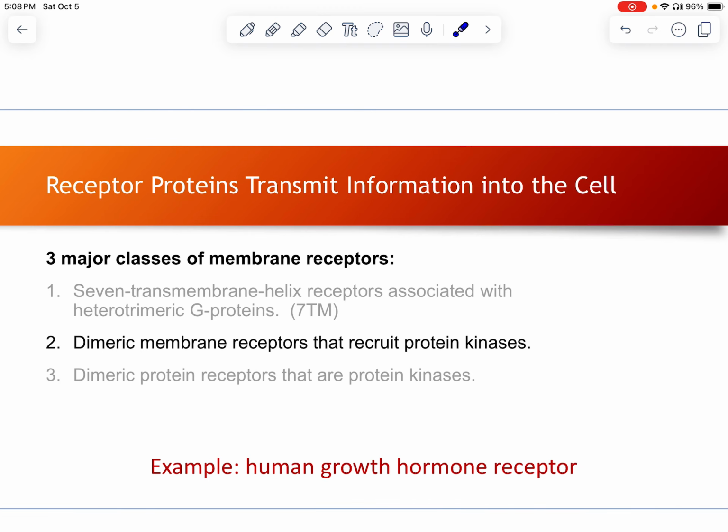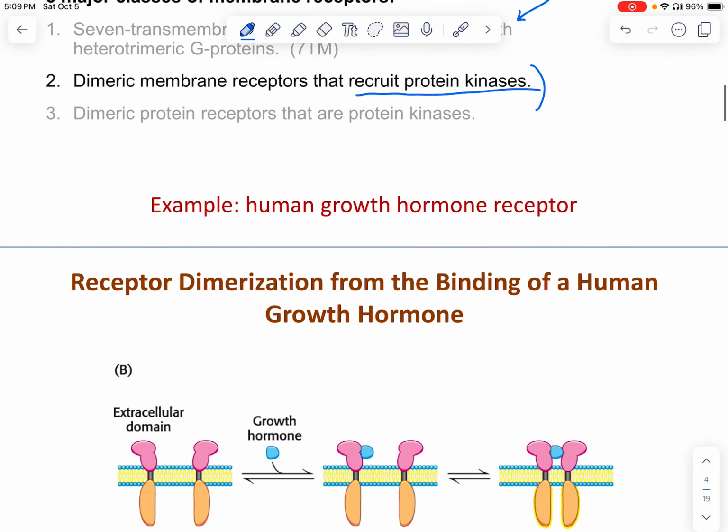We talked about having three major classes of membrane receptors. We talked about 7-TM receptors in the last video, and this time we're going to look at two classes of dimeric receptors. The first one we're going to look at is one that recruits protein kinases. So remember, kinases phosphorylate molecules.